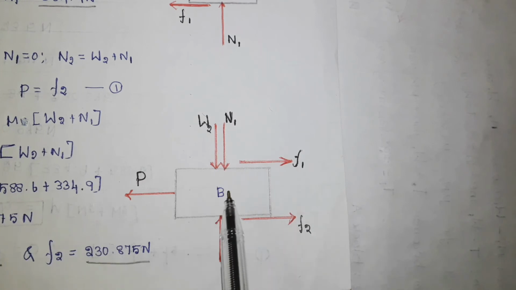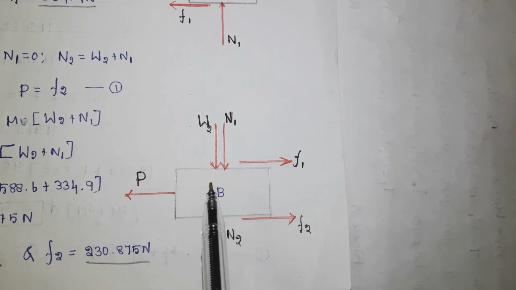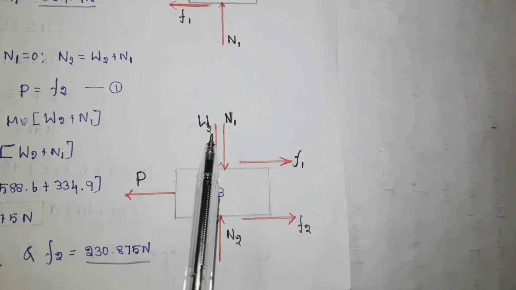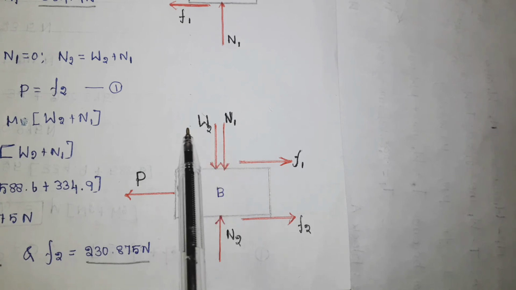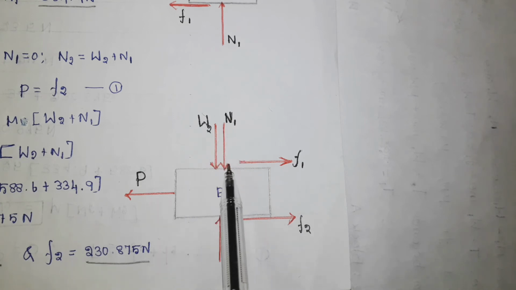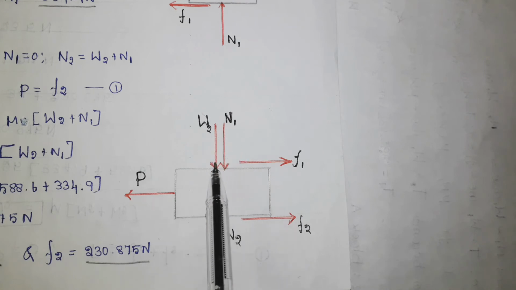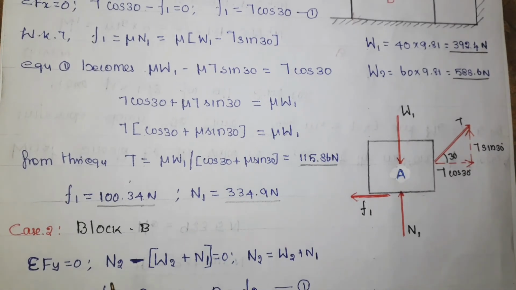So this is the free body diagram. Now let us count how many vertical forces are here. W2 and N1, then N2. Now among these three, these two forces are vertically downward, so they have a negative sign, and this is the only force having a positive sign. Now this equation becomes N2 minus W2 minus N1 equal to 0. From this one we can get the answer for N2 as W2 plus N1.